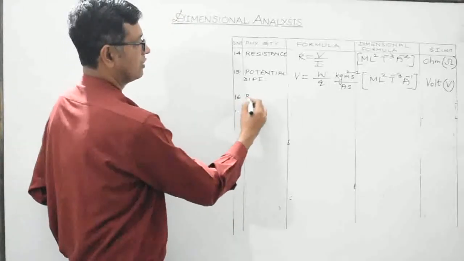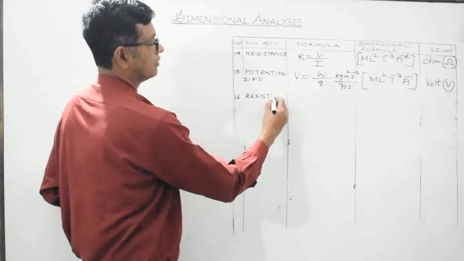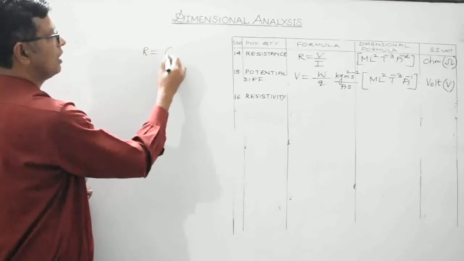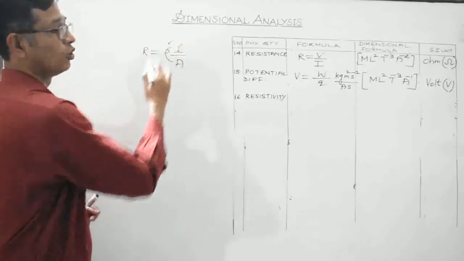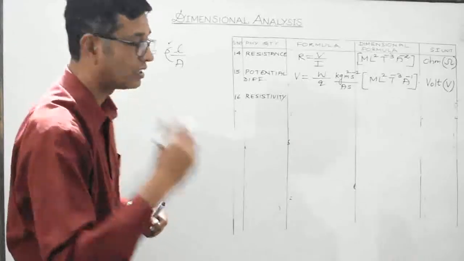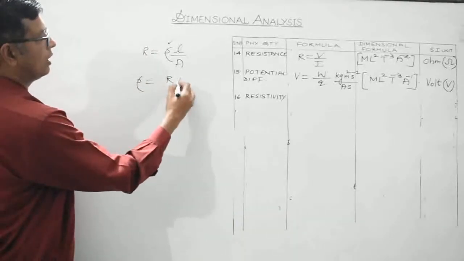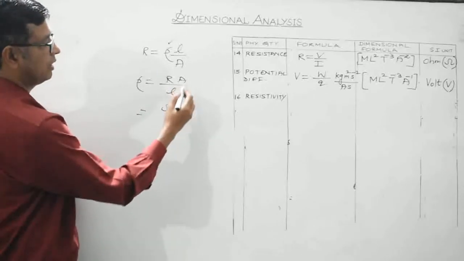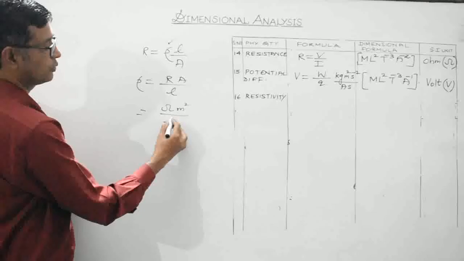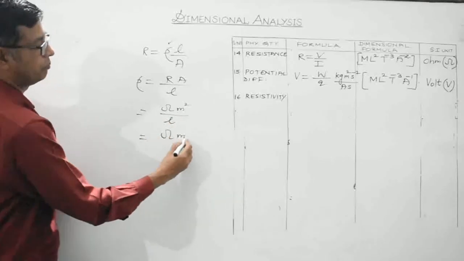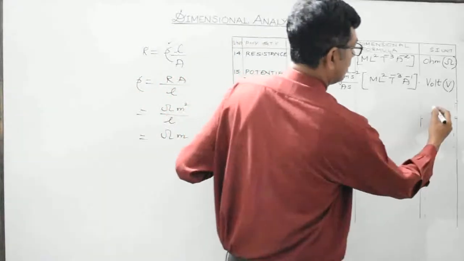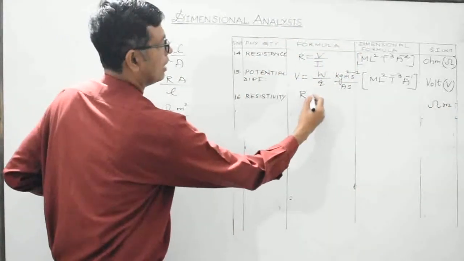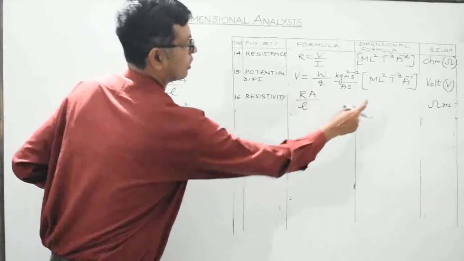What about resistivity? Now look, the formula for resistance is R equals rho L by A, and this rho is known as specific resistance or resistivity. So rho is equal to RA by L. Now look, resistance, it's ohm, area, it's meter square, length, it's meter. So the SI unit of resistivity is ohm meter. And what about its formula? It is RA by L. What about its dimensional formula?